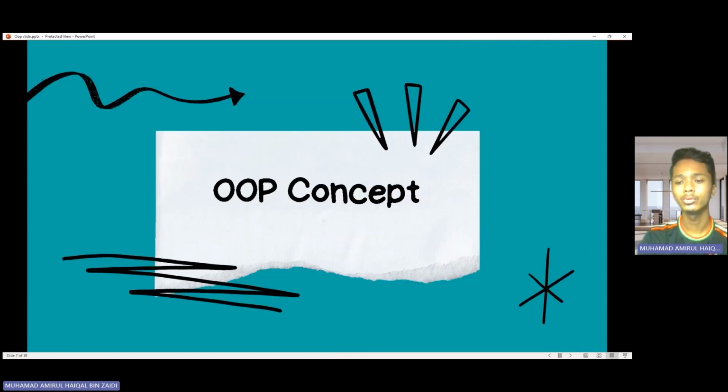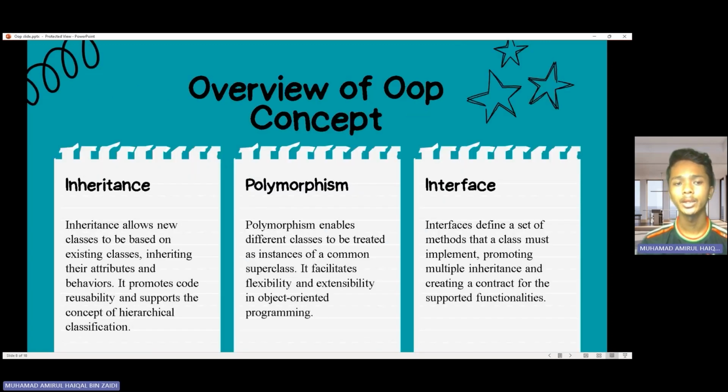Next, the OOP concepts, which are inheritance, polymorphism, and interface. Inheritance allows a new class to be based on an existing class, inheriting its attributes and behavior. It promotes code reusability and supports the concept of hierarchical classification.